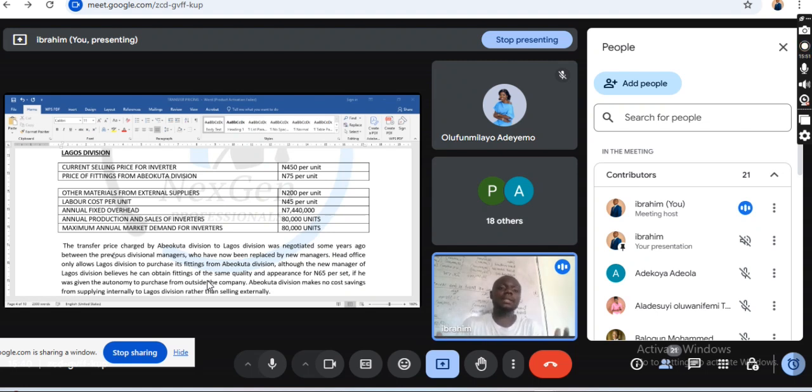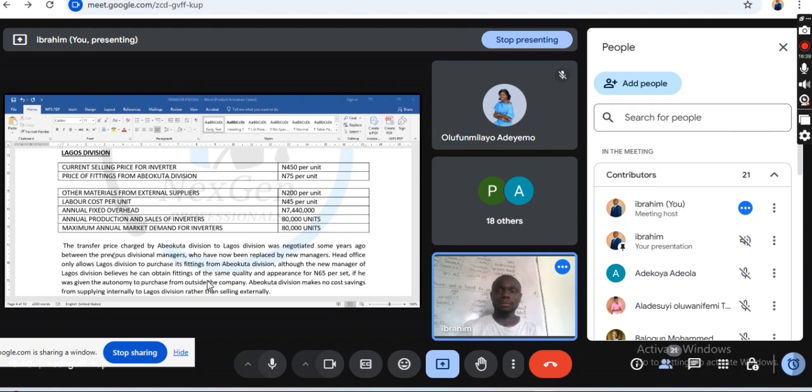The current selling price means the market price at which Lagos will sell external. Don't forget, Lagos will only sell external. What Lagos is buying internal becomes a cost to them, but what Lagos will sell external becomes a revenue to them. Now, pricing of fittings from Abeokuta division, which means the cost from Abeokuta. If you check Abeokuta that we just checked, it is 75 naira per unit. This is the cost that Lagos will use to buy from Abeokuta, which becomes a cost to Lagos. And that is why you see it there.